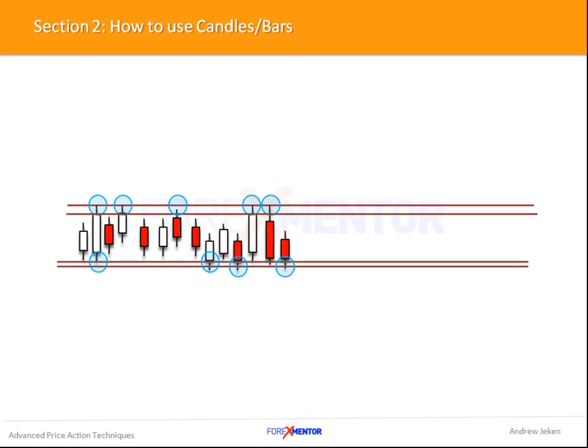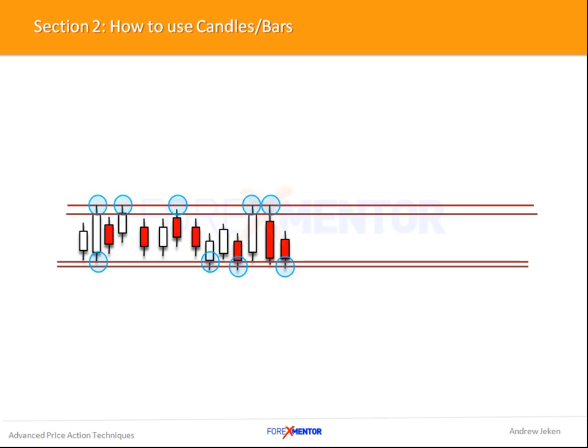Let's have a look at how to use candles and bars in your trading. Here again, I haven't gone over certain candle patterns or bar patterns in this course because I don't feel they're relevant. They're very retail. Institutional traders are not looking at a hammer or a bearish engulfing candle and saying, let's go short or long because of this. The way they look at candles and bar patterns is really about commitment.